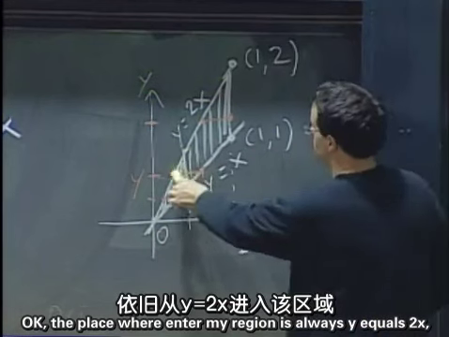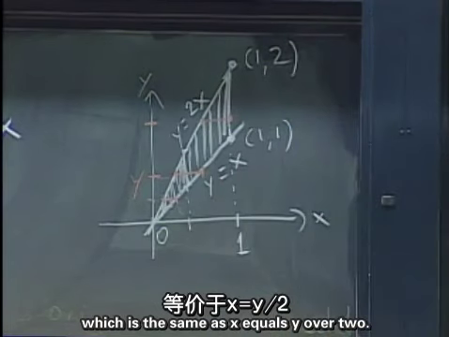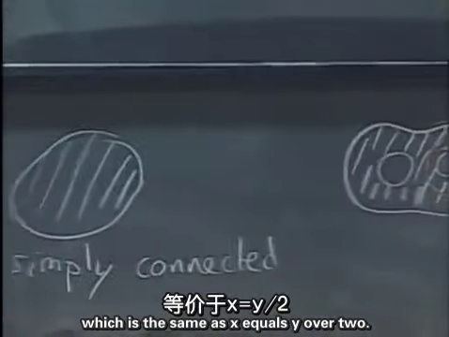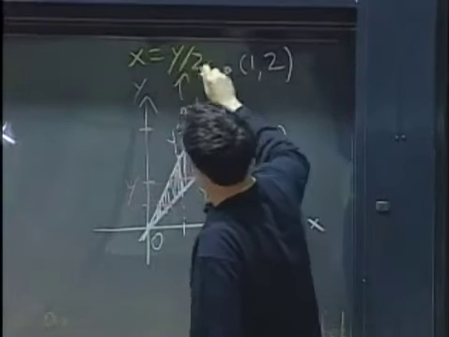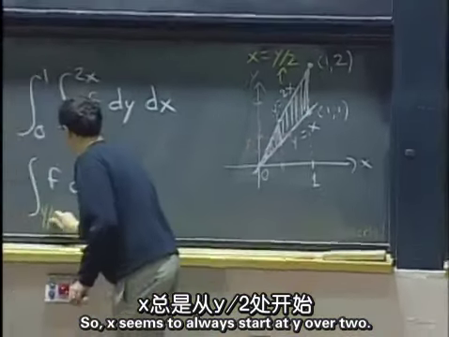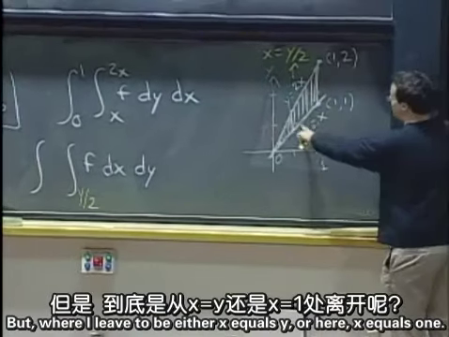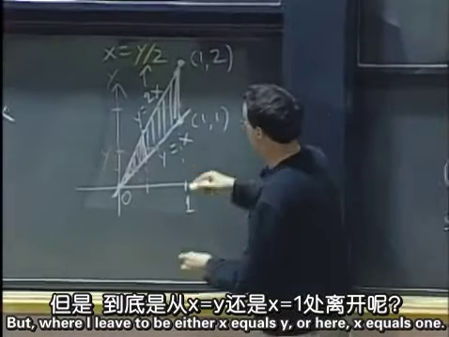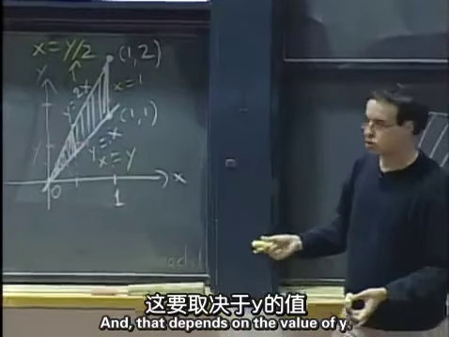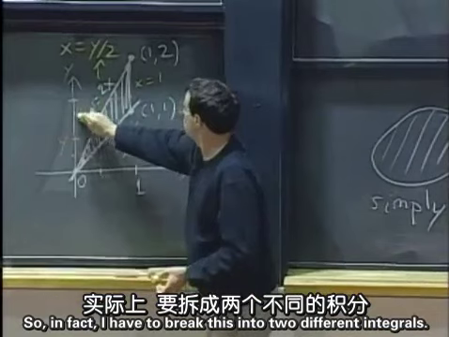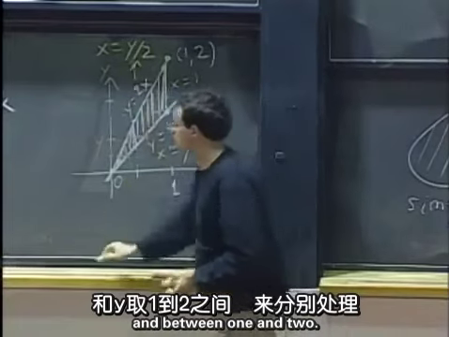Okay, the place where I enter my region is always y equals 2x, which is the same as x equals y over 2. So x seems to always start at y over 2. But where I leave could be either x equals y, or here, x equals 1. And that depends on the value of y. So in fact, I have to break this into two different integrals. It's a case where y is between 0 and 1, and between 1 and 2.